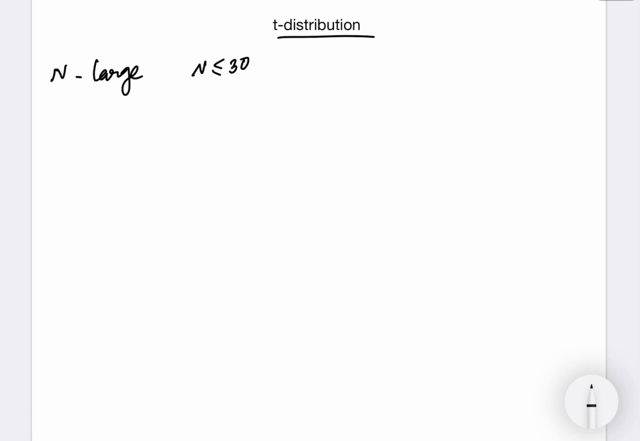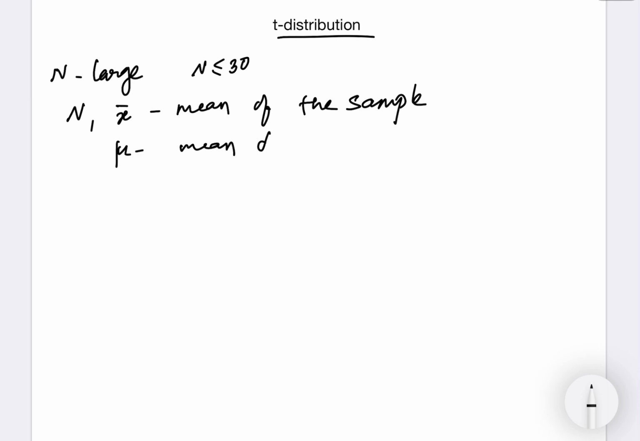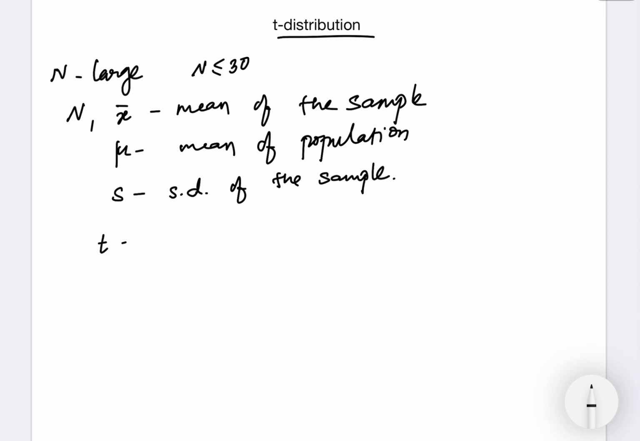Let n be the sample size, x bar be the mean of the sample, mu be the mean of the population, and S be the standard deviation of the sample. Then consider the statistic t defined by t equals x bar minus mu divided by S divided by root n.